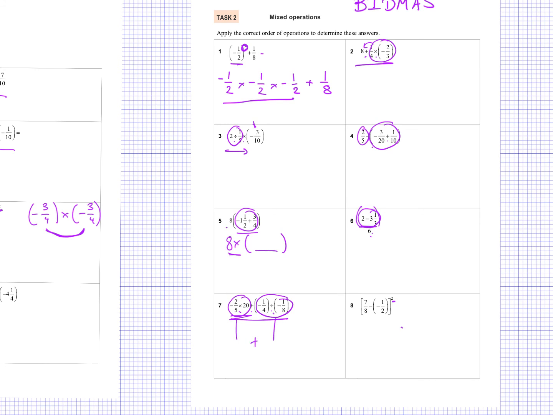All right? And then the last one, number 8, we have square brackets, which are still just brackets. So we do whatever's inside the brackets first, we find the answer, and then we multiply it by itself. All right, so whatever the answer is times itself, just like over on the first page.